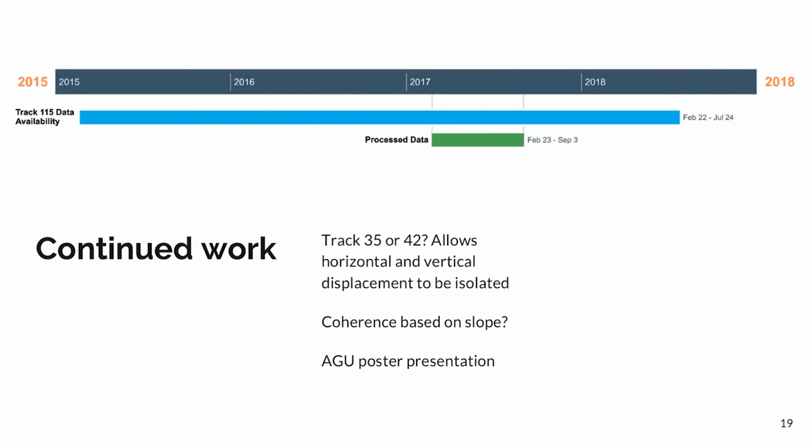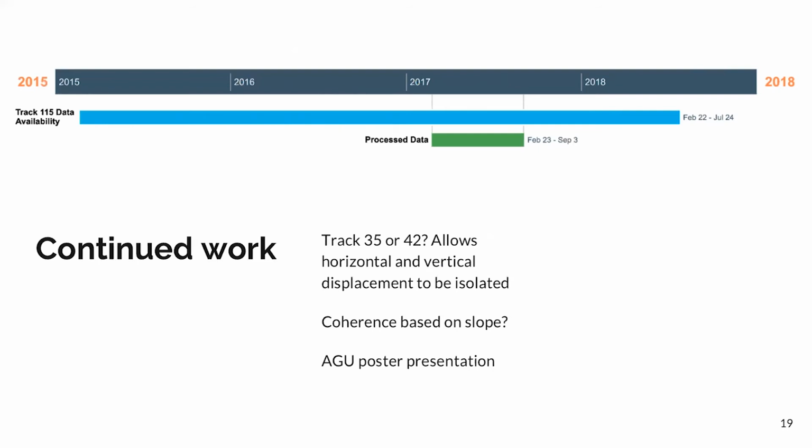Once we do that, there's also track 35 and 42, which overlay the same area, and we can use these to better understand the motions that we're seeing, the displacement motions. Apart from that, we can look at coherence based on the slope. So we can compare the coherence that we're seeing on the slope of the DEM on the right side of the fault, and we can get an understanding of how it acts when you have, say, 10, 20, 30% slope.